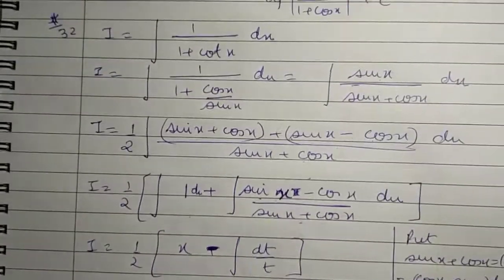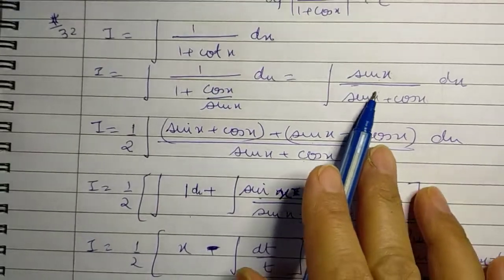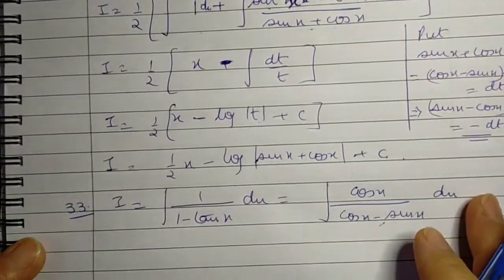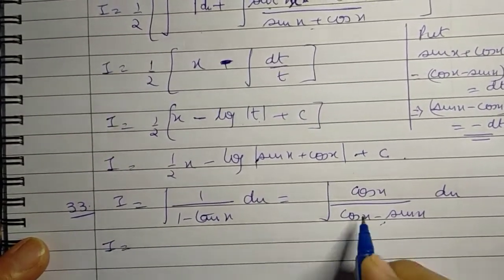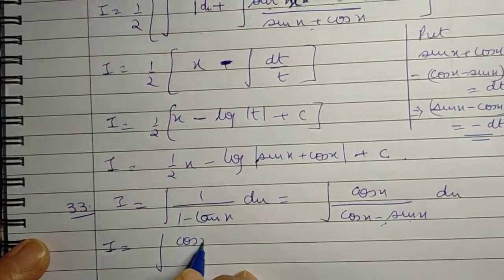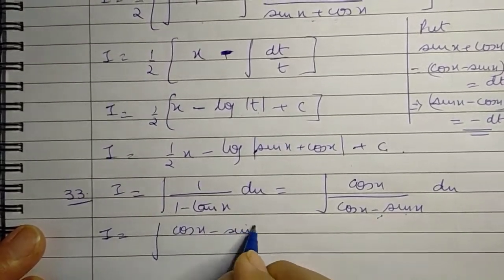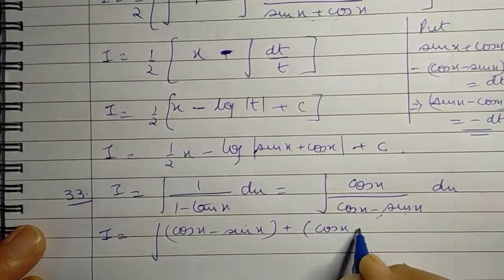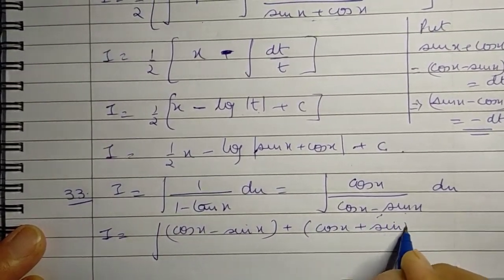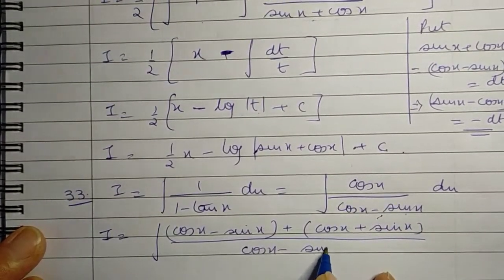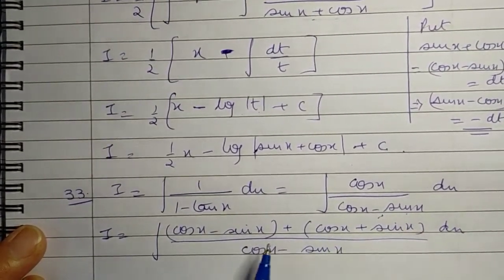It's a question similar to this one, where we had sin x over sin x plus cos x. So what we do here is, we will be writing it as, we want one term as cos x minus sin x. So cos x minus sin x, plus you write another term as cos x plus sin x whole upon cos x minus sin x dx.